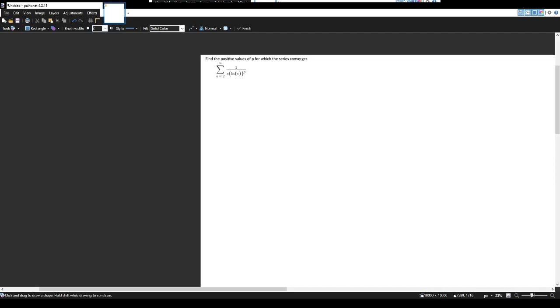Today, got a pretty short one. This is just a problem from my homework, and I don't think this one should take too long, but it is a little bit complicated to just think about what's happening with this one. So, find the positive values of p for which the series converges.